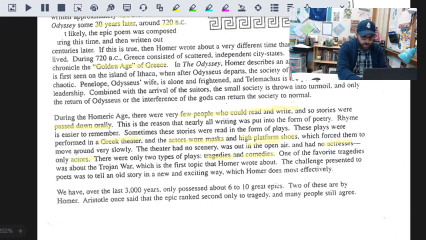Only actors, no actresses back then. Performed outdoors. Let me just jump back. The Odyssey takes place during Greece's golden age. And quotations there.